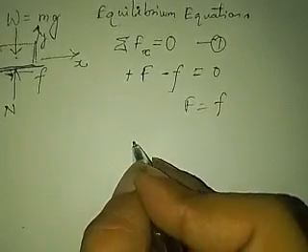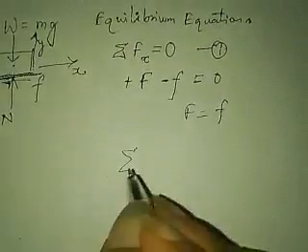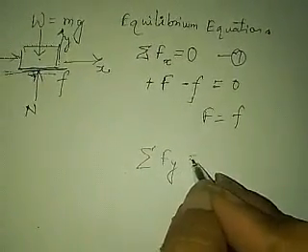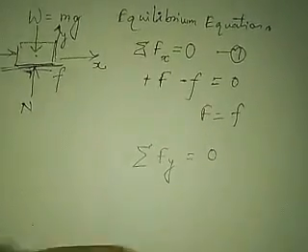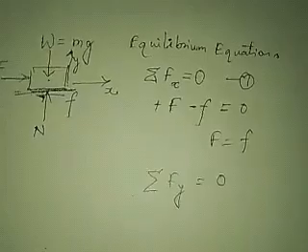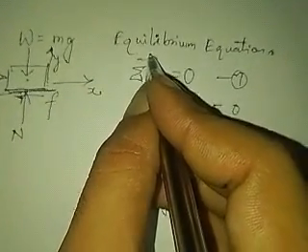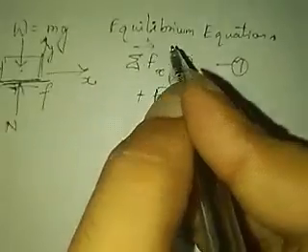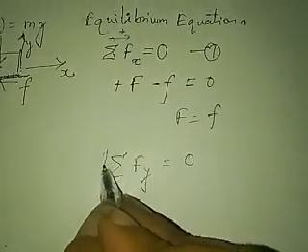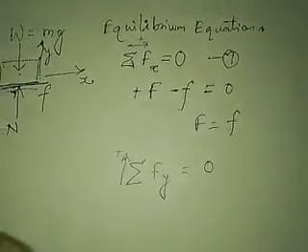Second equation is summation of forces along the y direction. It also equals to 0. So I'm saying that this was in positive. I just show you what is, and this is in this direction. I am taking it as positive.